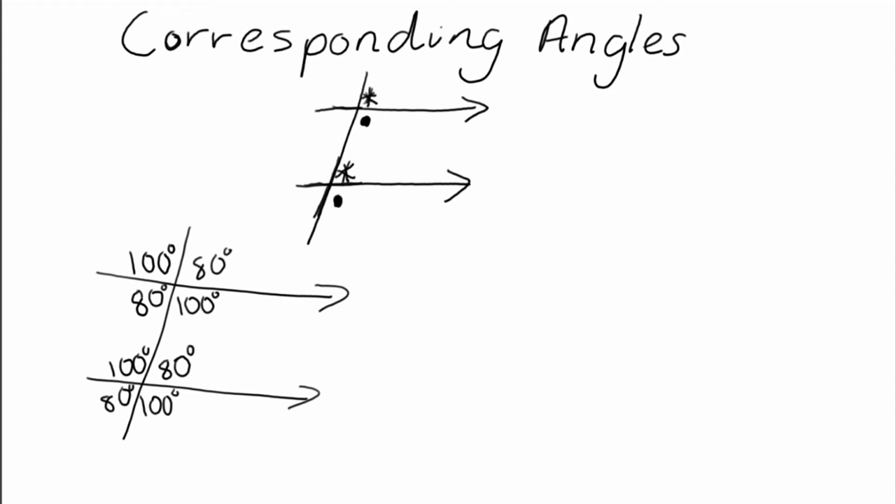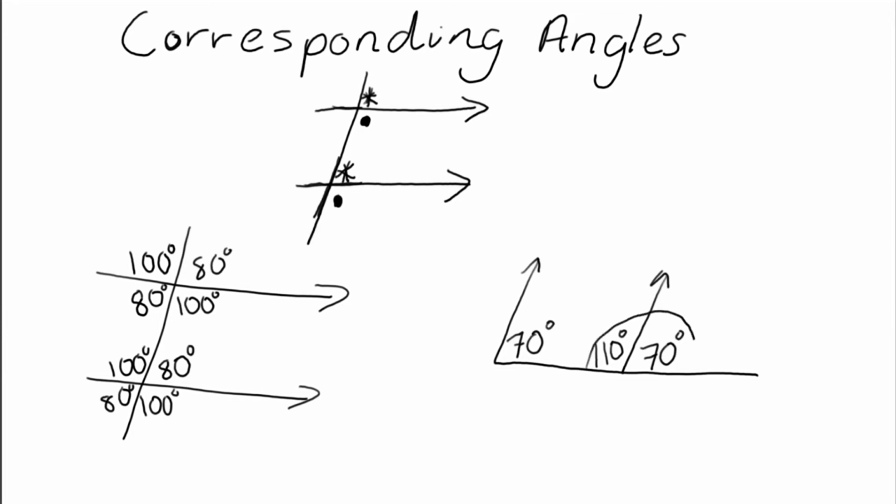Sometimes F's can be on their side, so look out for that. Just say this was 70 degrees. This is to the right of the parallel line, so this would be 70 degrees as well. And right beside that would be 110 because these 2 angles add up to 180 as they're on the same point on a straight line.